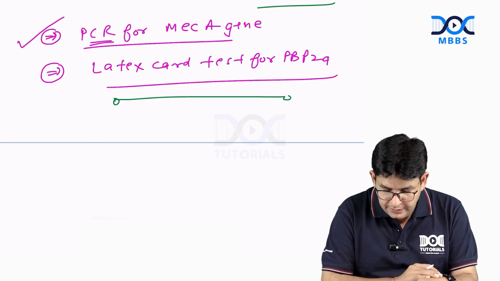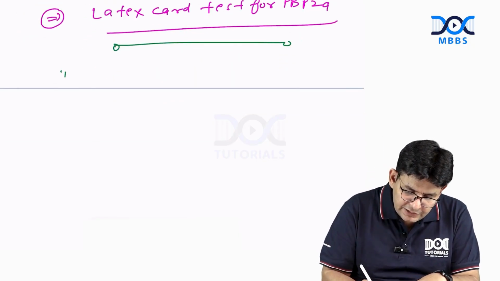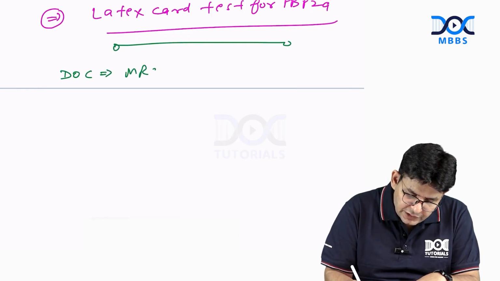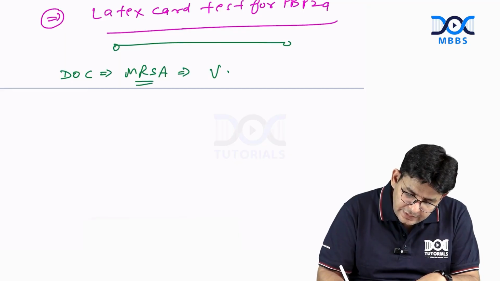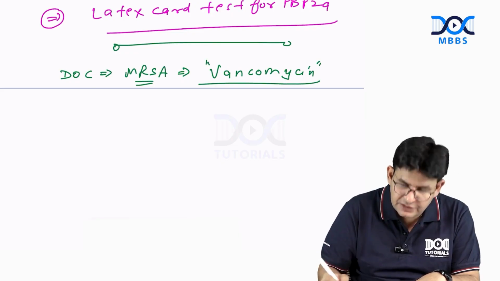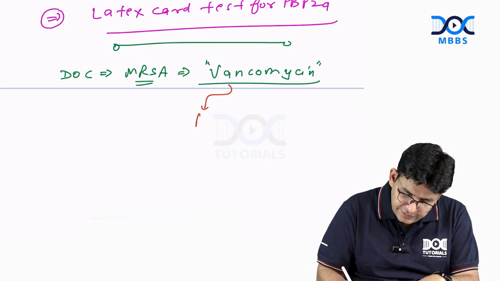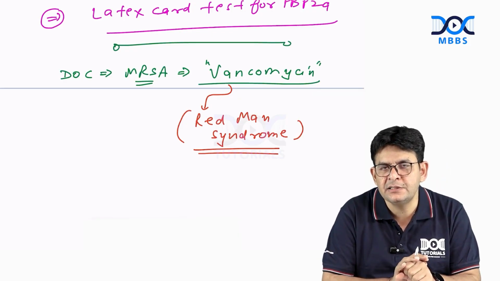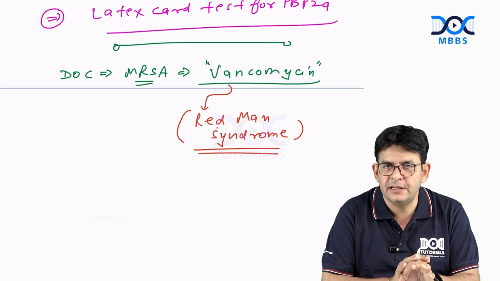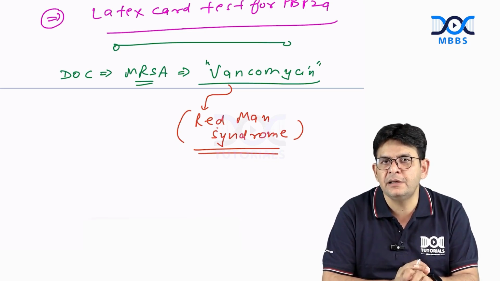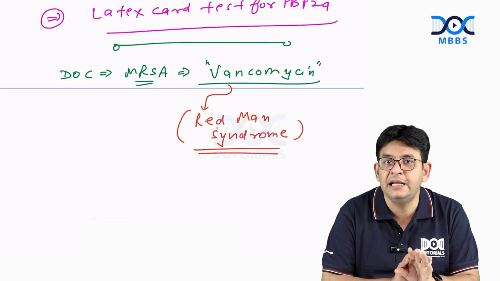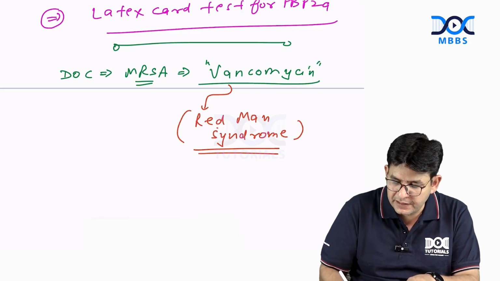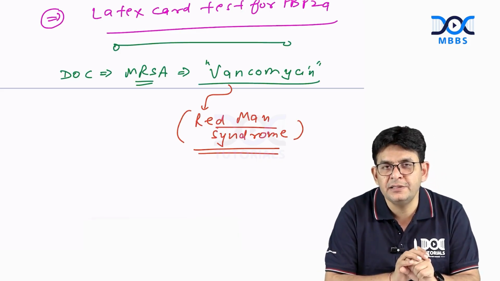Now, besides that, if somebody asks you what is the drug of choice for MRSA, the drug of choice for MRSA is vancomycin. And which particular syndrome associates with this vancomycin? The name of the syndrome is Redman syndrome. And why this? The person becomes red because of histamine release. And that's why we say that whenever you are giving vancomycin, you should always give antihistaminics before that, so that the person does not become red. So this is what is termed as Redman syndrome.